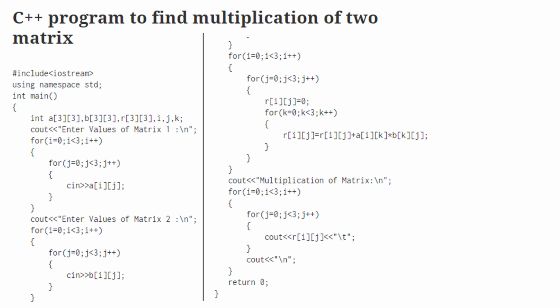Okay, next one will look a little bit lengthier. It's an important one: finding the multiplication of two matrices. We'll see it in detail. We have the hash include input output stream, using namespace std, int main, open with the curly bracket, A, B, R. You need matrix A, matrix B, and R will be the resultant, which means the multiplied value. You have i, j, k. Let's see why you need a k. I'll display the output also.